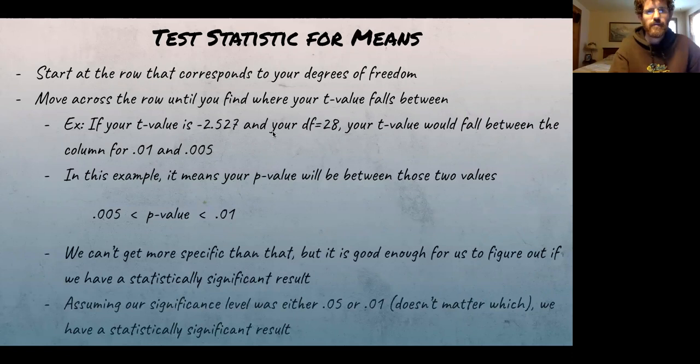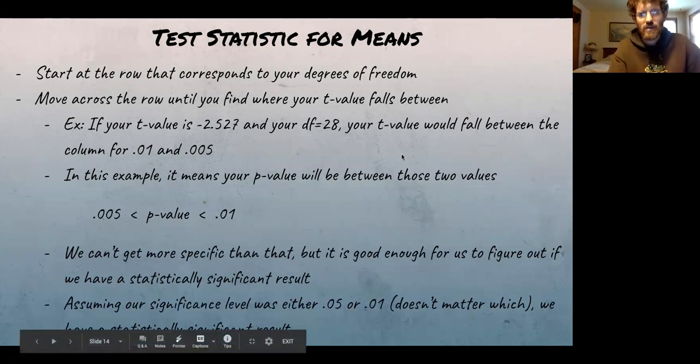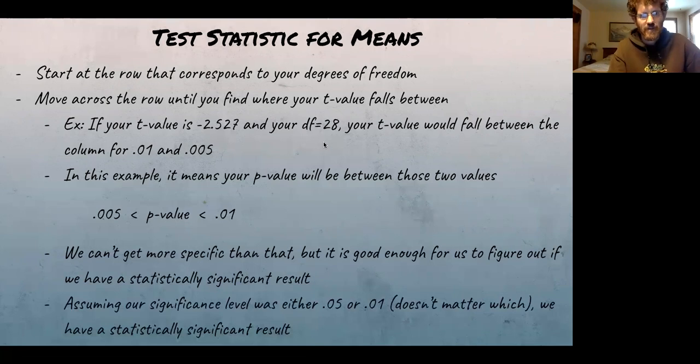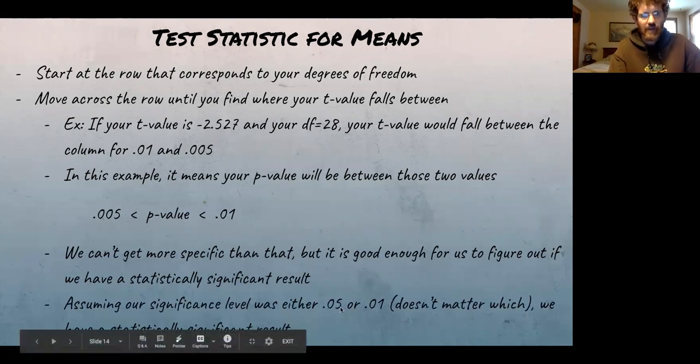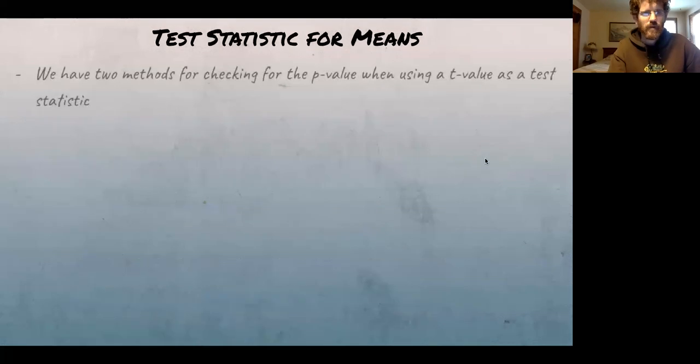Okay, so I don't know that we need to consider this, but if you want to come back and look at the presentation on the Canvas page, you can kind of read through this. I gave a hypothetical scenario. So we have two methods for checking for the p-value when using a t-value.